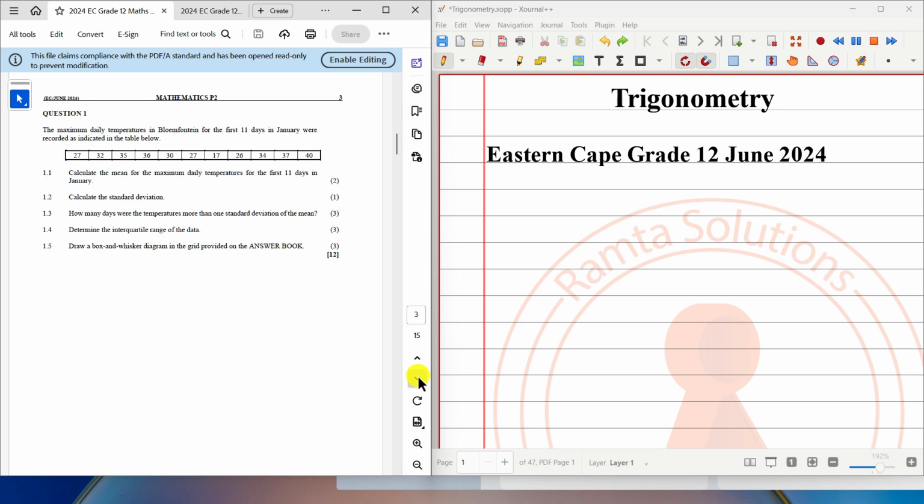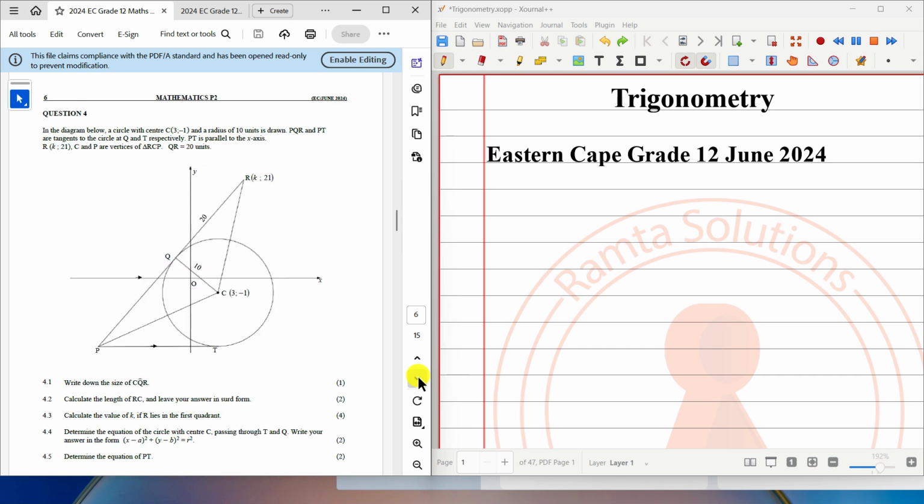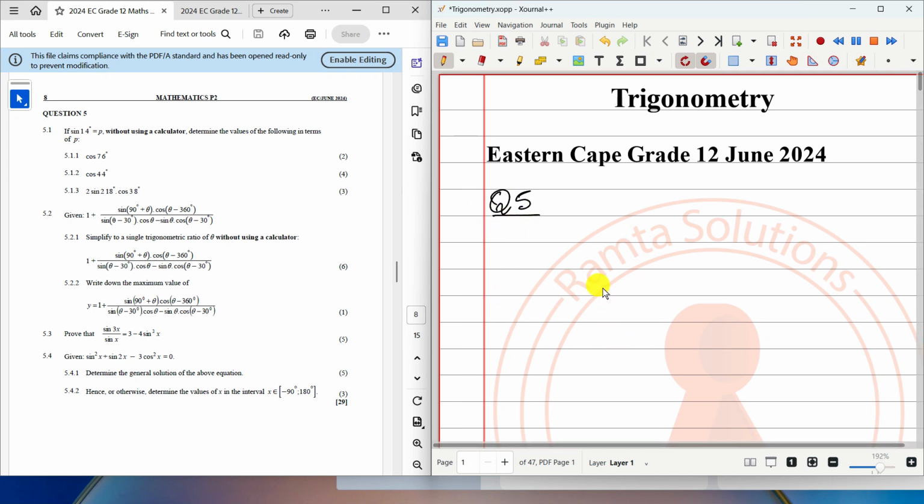Normally trigonometry is question 5. Yes, it's question 5. And by the way, if you are using a mobile device, please rotate your screen so you have an improved view of this video. 5.1: if sine 14 degrees is equal to p, without using a calculator, determine the values of the following in terms of p.